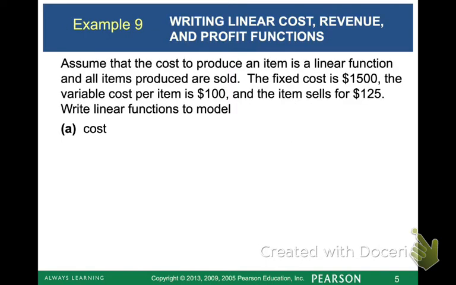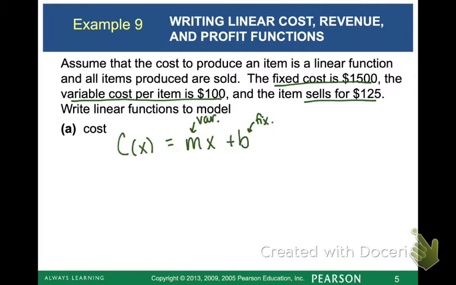In this problem, we are going to write out the cost, revenue, and profit functions. So assume that the cost to produce an item is a linear function and all items produced are sold. The fixed cost is $1,500. The variable cost is $100. And the item sells for $125. Write a linear function to model cost.